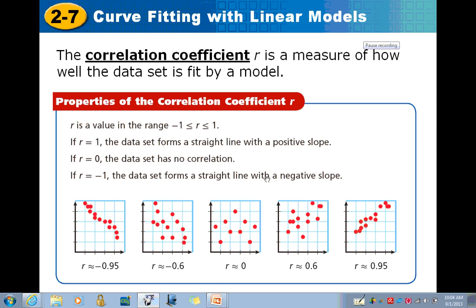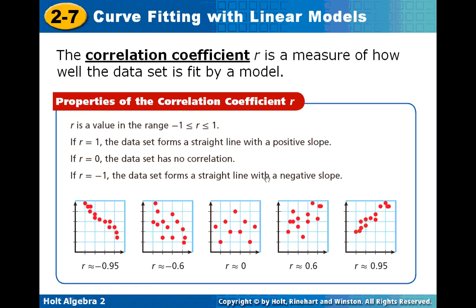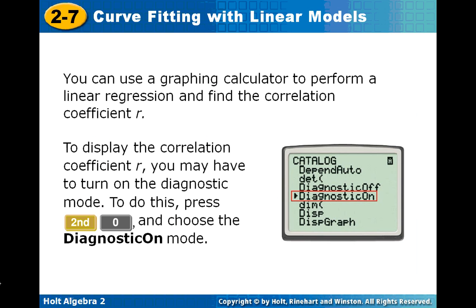More vocabulary. The correlation coefficient is called R. The way we use M for slope, we use R for correlation coefficient. And it is a measure of how well the data set is fit by a model. All right? The correlation coefficient is a value between -1 and 1. It's never going to be 5. It's always going to be -1 or -0.5 or 0 or positive 1/2.